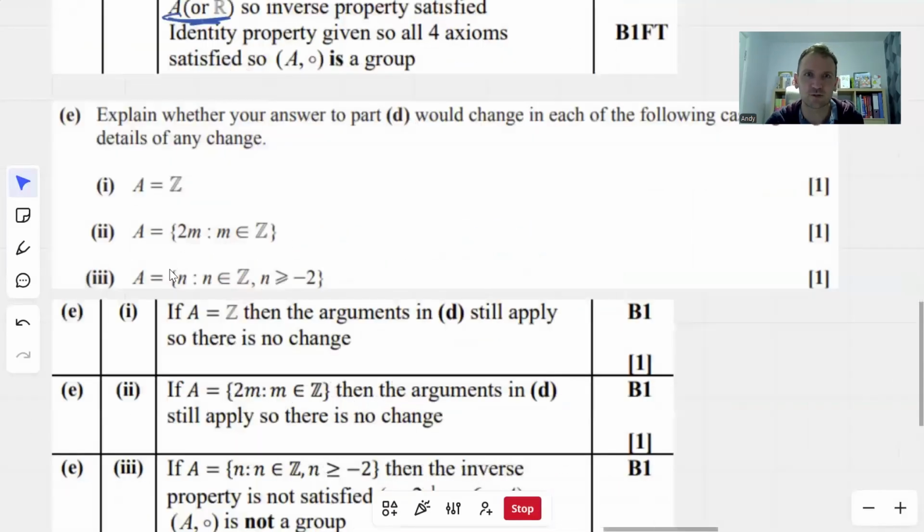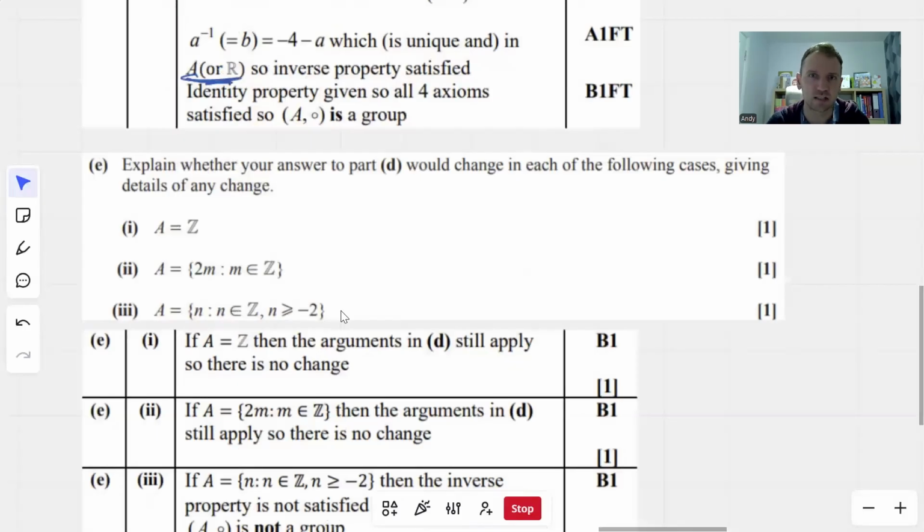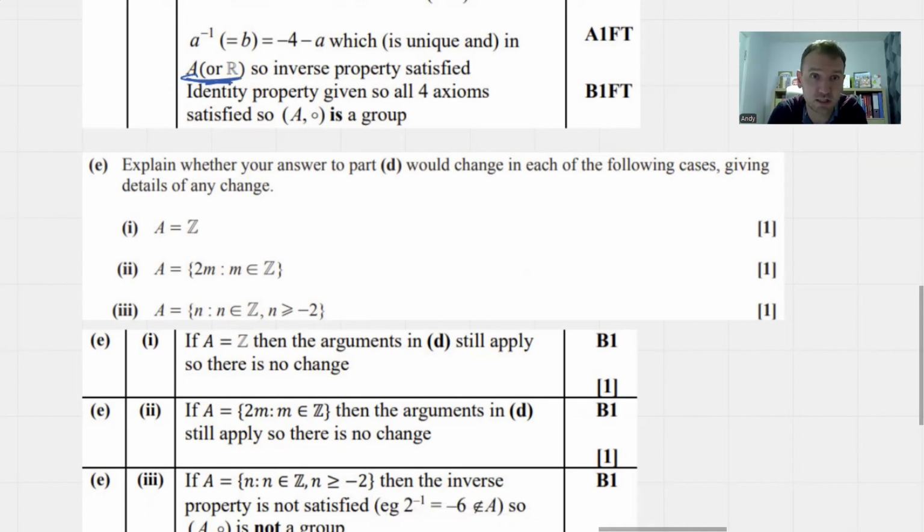Okay, final bit of the question here, and I'll be honest, I'm not a big fan of it, is explaining whether our answer would change in any of these cases. In part one and part two, our answer doesn't change, but just saying the answer doesn't change when it's an explain question isn't sufficient, even though you didn't need to say much.